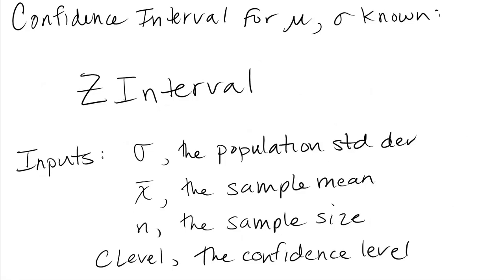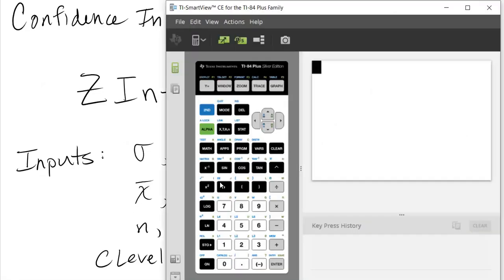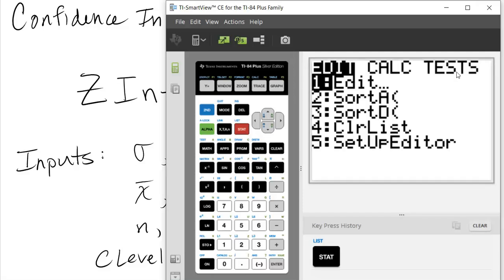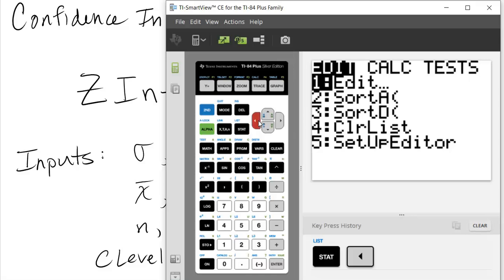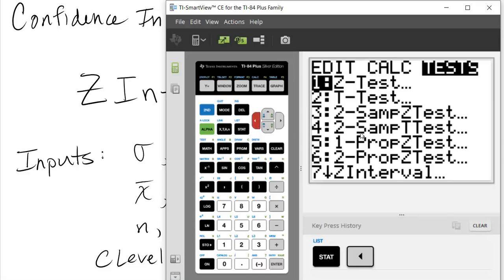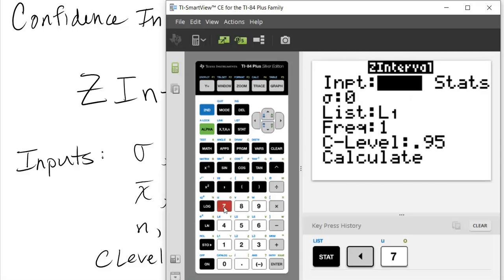The calculator function we're going to use is called ZInterval, and to access it, you press the stat key and then scroll to the tests option, which you can get to by scrolling once to the left. And you'll notice choice 7 is ZInterval. So I'm going to push the 7 key because I'm too lazy to scroll down there. And whether you're using a TI-83 or a TI-84, your input screen should look the same as long as we're all in the same input mode.